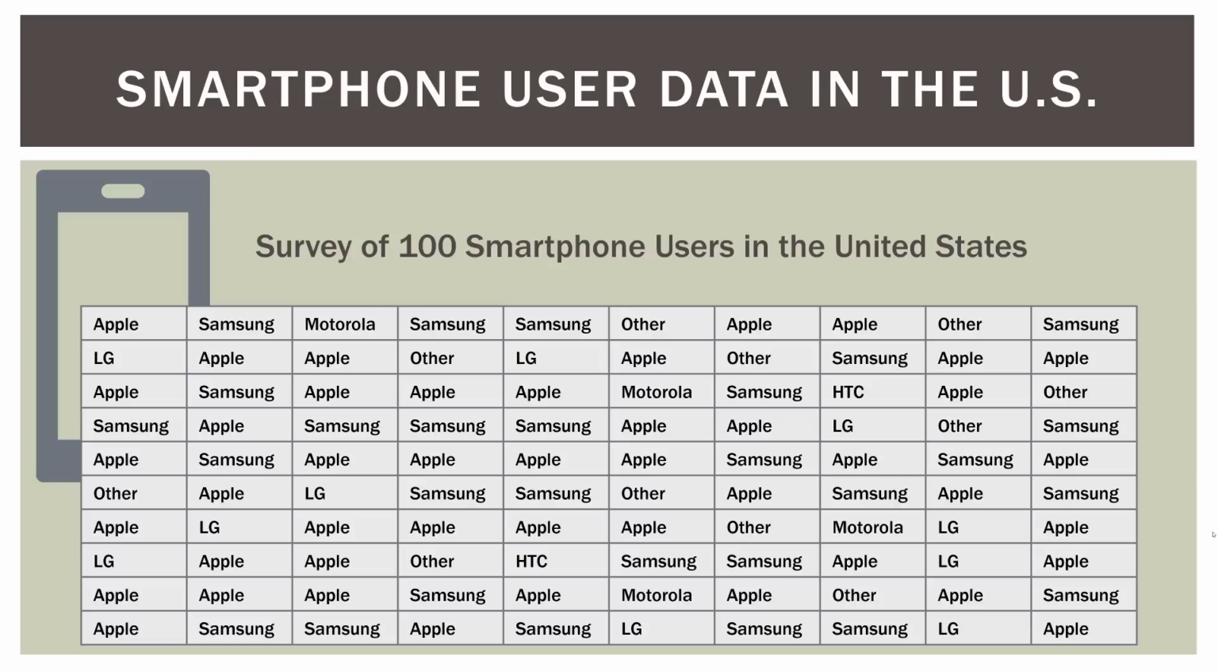So here is our data. Now the question for this video is, how do we make sense of this? This is just a bunch of rectangles with brands in them, or makes of phones in them. So let's make some sense of it.